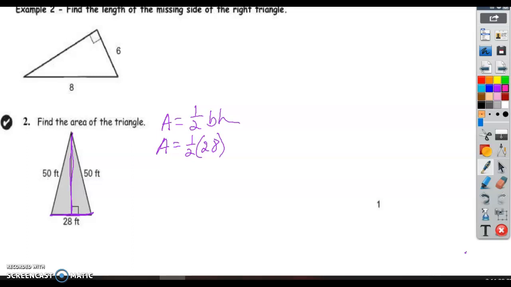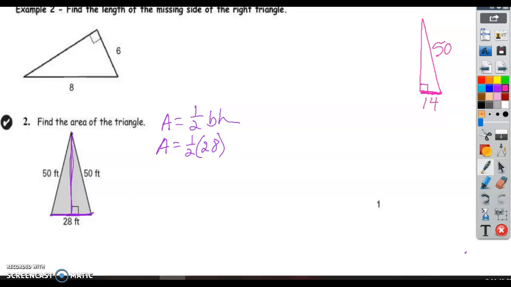Well, I'm going to come over to this side, and I'm going to redraw half of that triangle because we've got a right triangle here. And we are given, why can't this draw? Here we go. The hypotenuse is 50. Now, this length is not 28 because I just cut that triangle in half so I could find the height. Half of 28 is that length.